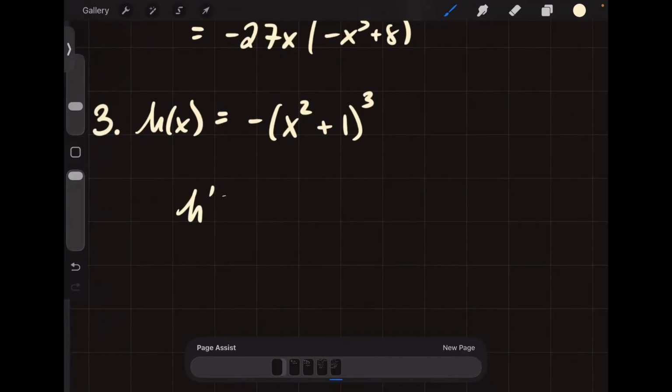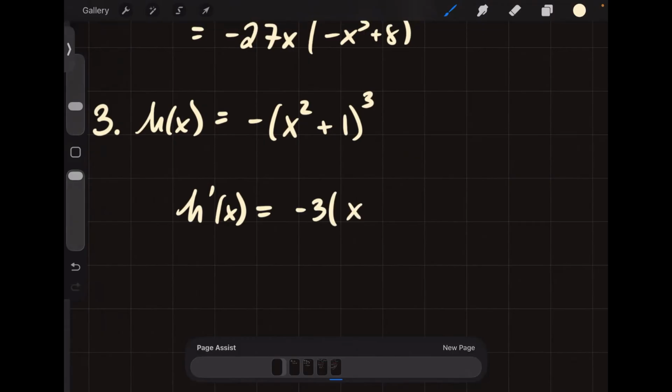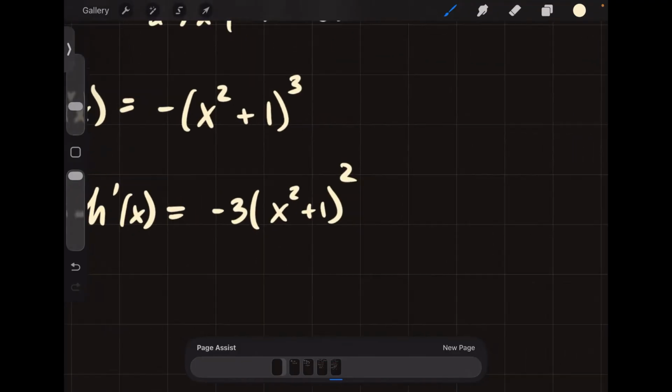So, if I were to solve this out, I would say the derivative of the outside, so treat that as a power rule, negative 3. What goes on the inside? What was already there. Squared. What's the derivative of the inside? 2x.